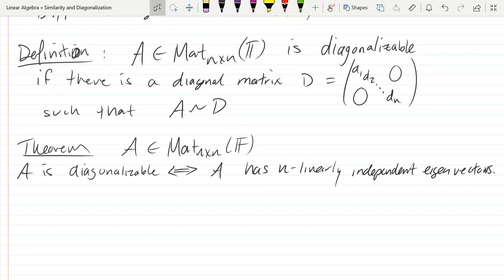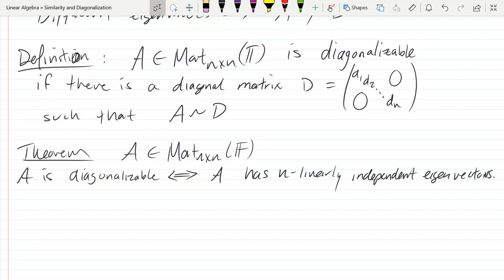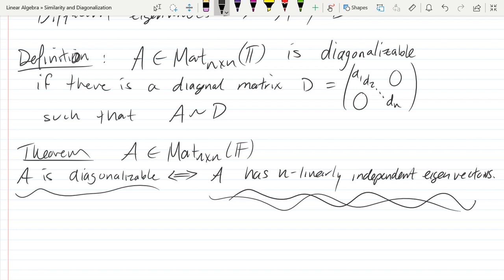So the if and only if is different than if-then. This is a bidirectional correspondence. That means if A is diagonalizable, then A has n linearly independent eigenvectors. It also means that if A has n linearly independent eigenvectors, then A is diagonalizable. So it goes both directions. That means if one of them is true, they're both true. If one is false, they're both false. So it's the exact same thing on both sides. We'll wait till tomorrow to get into this proof.